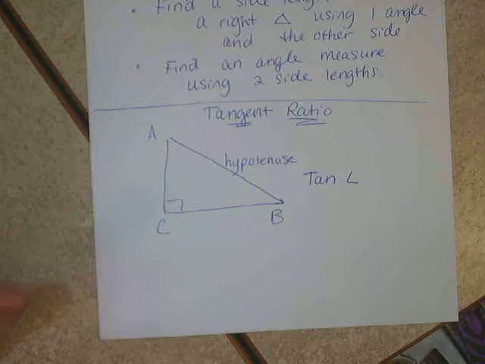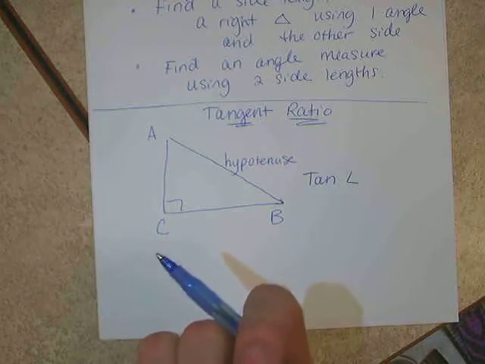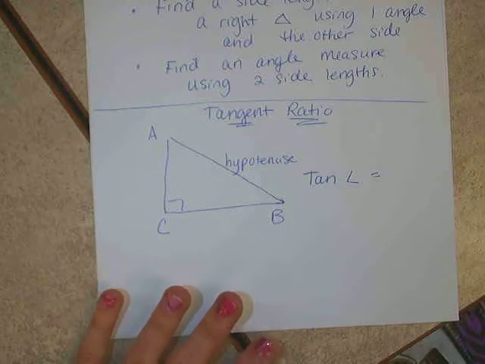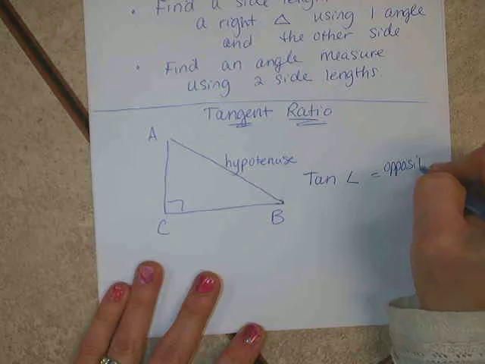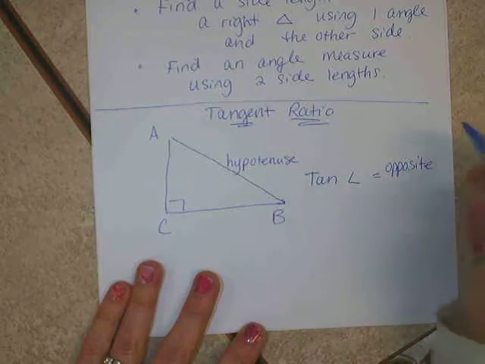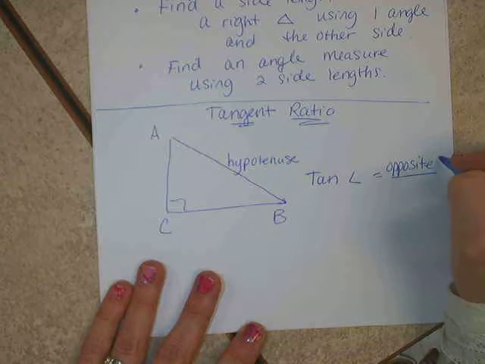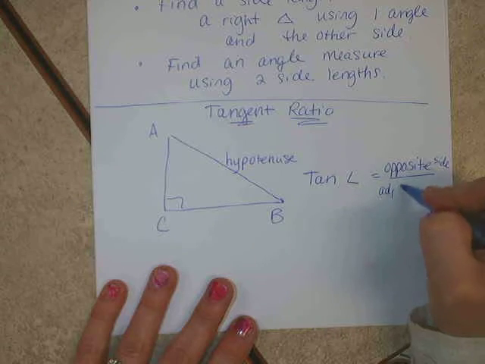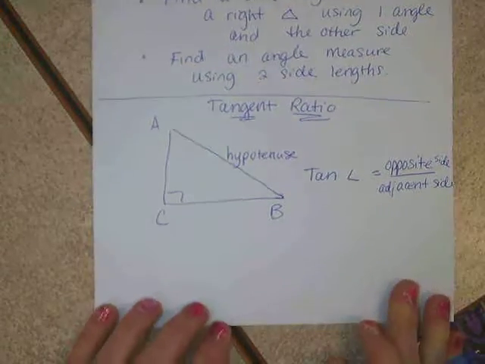Once you know what the angle measure is, you can put that into your calculator and find out what the tangent of 40 degrees is, which is usually a decimal, okay? But the tangent of the angle is equal to the ratio of the opposite side, and I don't really have a lot of room for side, but opposite side over adjacent side.